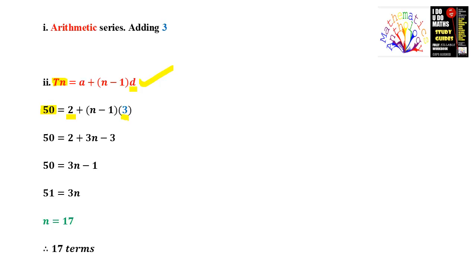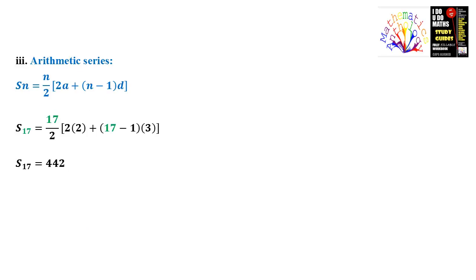So open out the brackets there. 50 is equal to 2 plus 3n minus 3, and solve for n. 50 is equal to 3n minus 1. 51 is equal to 3n. N is equal to 17. So there are 17 terms in that pattern.